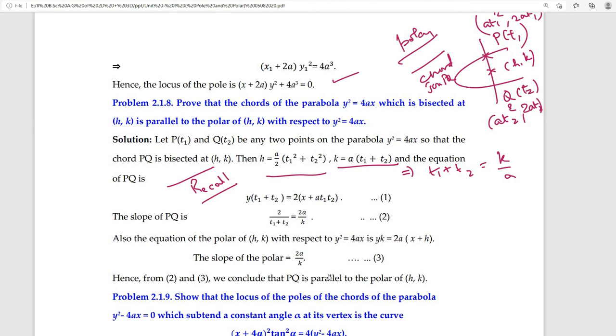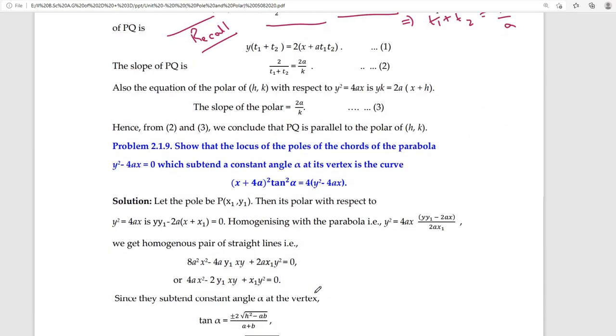So both being the same, we conclude that they are parallel. Which are parallel? The chord which is bisected at (h, k) is parallel to the polar of (h, k) with respect to y square equal to 4ax.